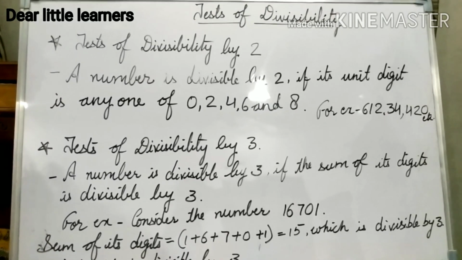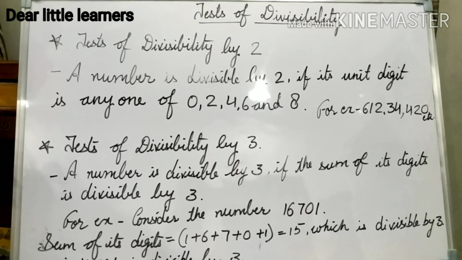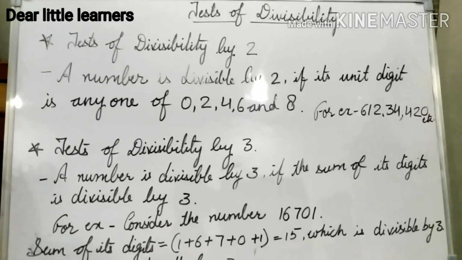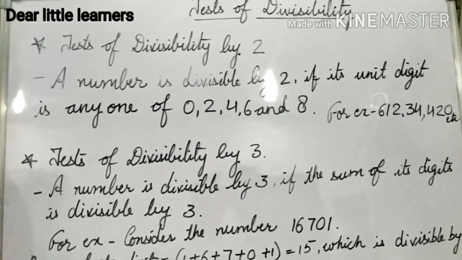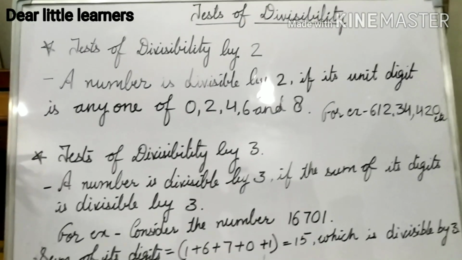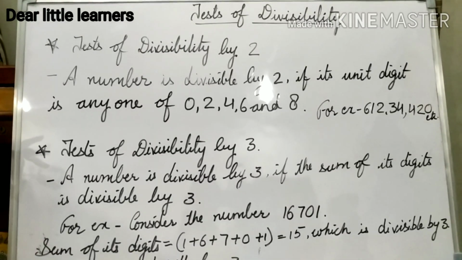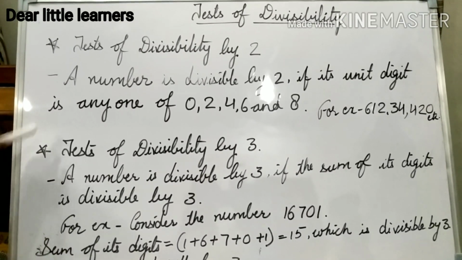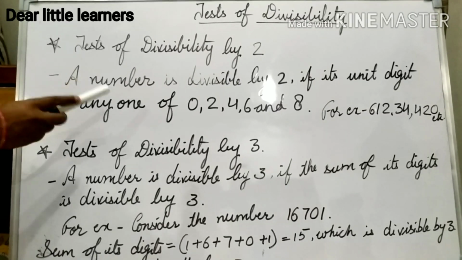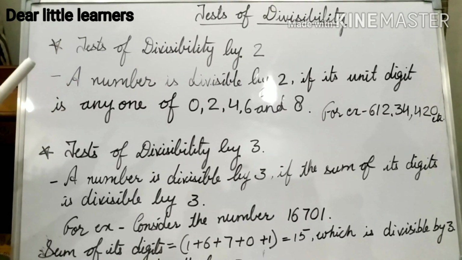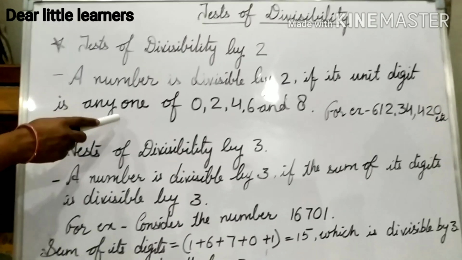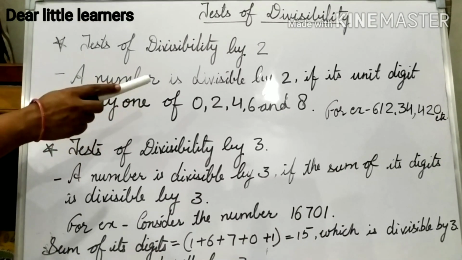Today I have brought a very important topic for all of you, that is test of divisibility. And I am starting this with the first test, that is divisibility by 2. So I want to tell you, a number is divisible by 2 if its unit digit, means ones place, is any one of 0, 2, 4, 6 and 8.